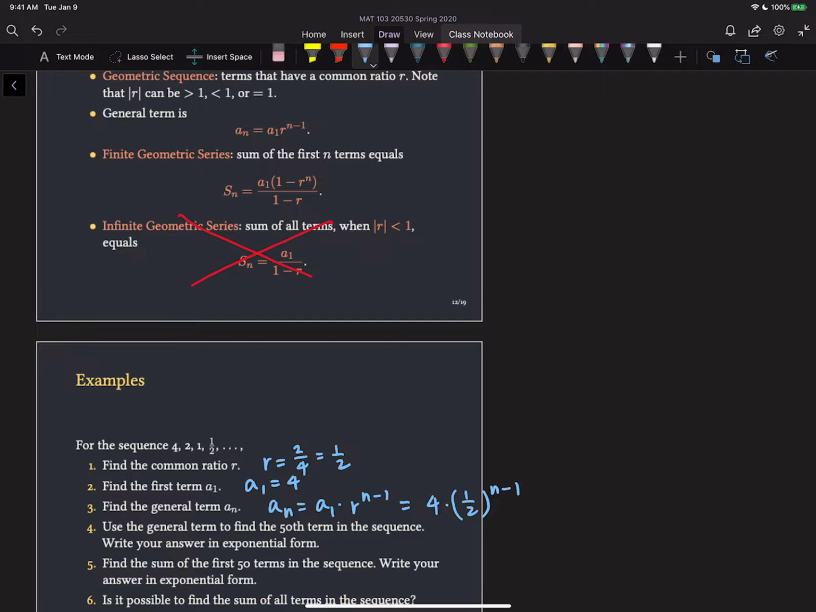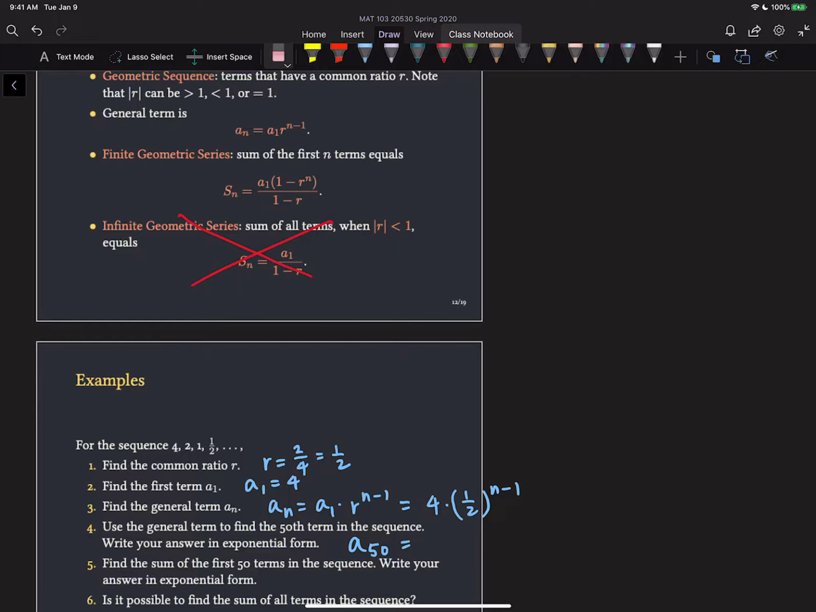Number 4, use the general term to find the 50th term in the sequence. Write your answer in exponential form. Exponential form means that you don't have to actually get the actual value. You just need to write it as an exponential expression. That's all you need. So let's use the general term to write down the 50th term in the sequence. a50 equals, so we have a1. a1 is 4, so let's plug it in. Multiply by r. r is 1/2.